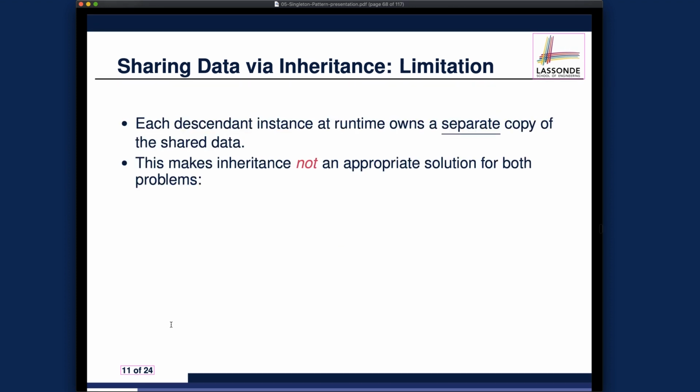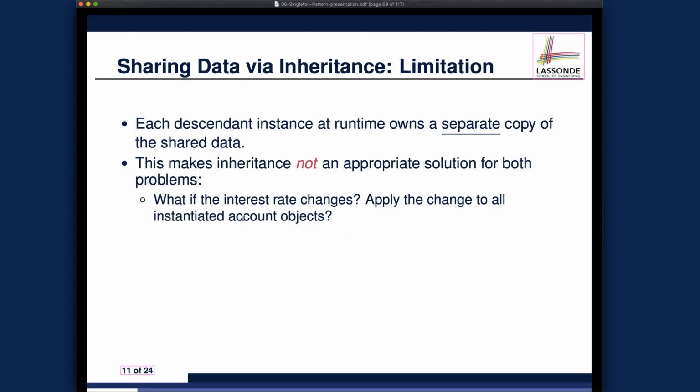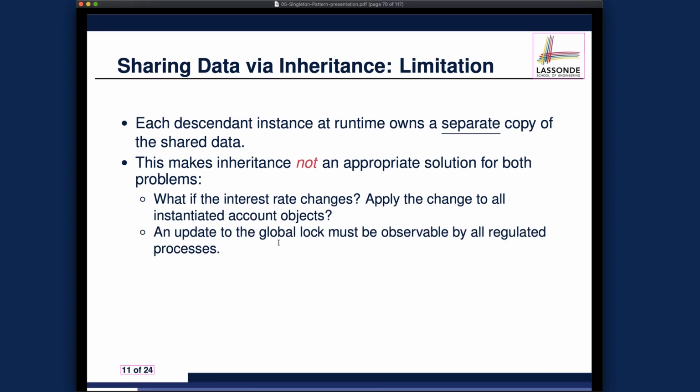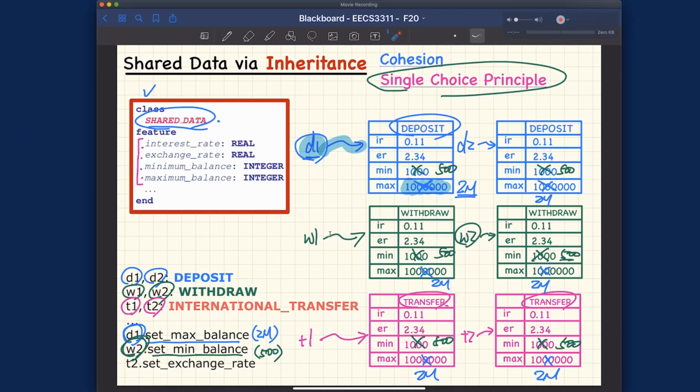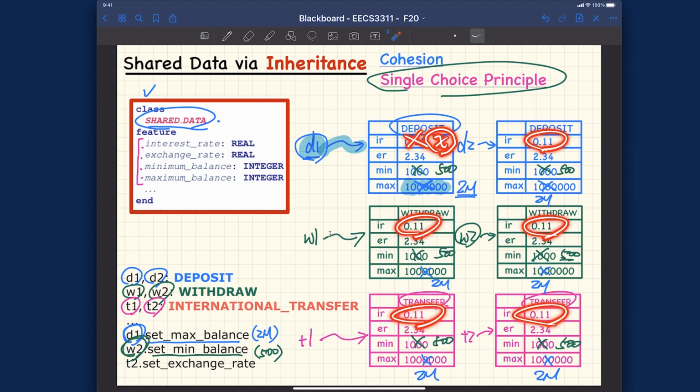Okay, so this is just the description for the single choice principle, right? What if the interest rate changes? Then what other objects do you have to change, right? We already illustrated it. And if you try to think about the first problem about processes, also, if you actually modify the global lock, then how can you make sure if I modify this particular lock, it's going to be visible by all the related processes? Similar to, if I actually modify, for example, the interest rate, if I modify that to some other value x, how can I be sure this x value is visible to this object over here, this object here, this object here, instantaneously and automatically? That's really the challenge we are trying to solve.